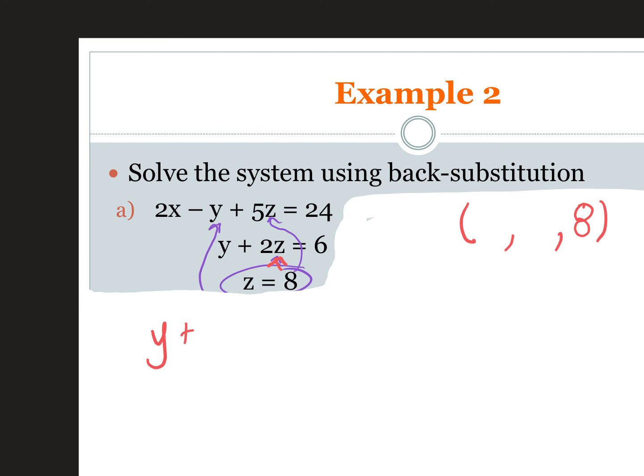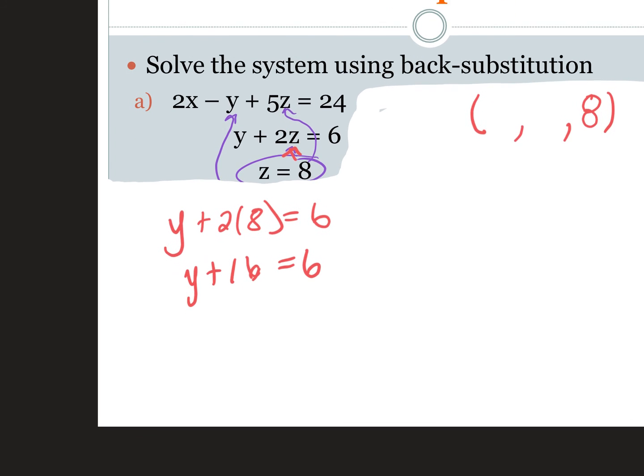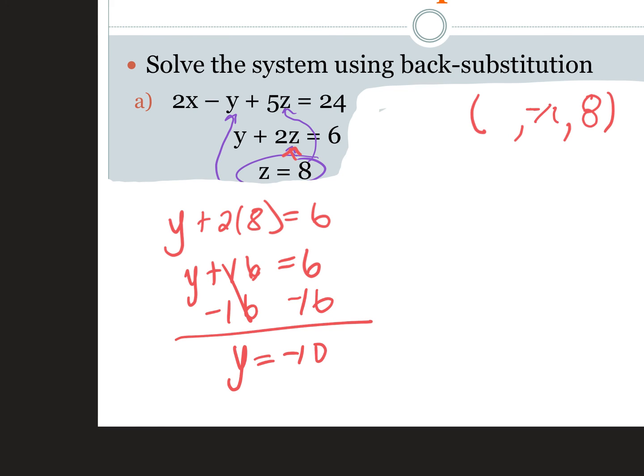So I say y plus 2 times 8 equals 6. So y plus 16 equals 6. Now what? Subtract 16 from both sides, and I get y equals negative 10. Agreed? Okay, so negative 10 is here.